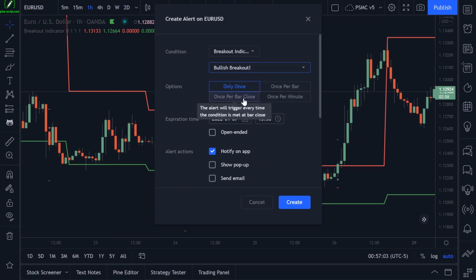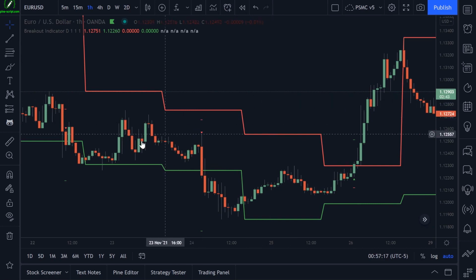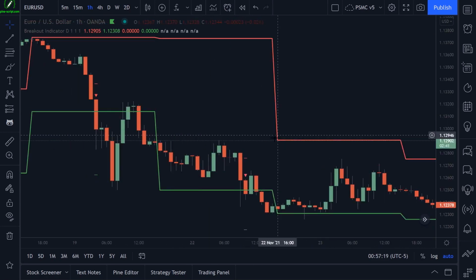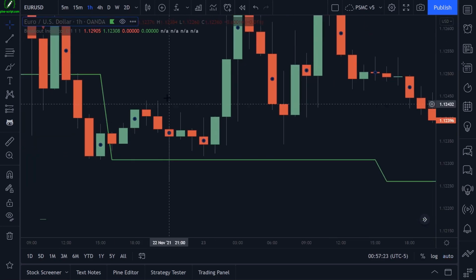So if you set it to once per bar close, then you will only be notified when the breakout is confirmed. If you set it to once per bar, then you'll get an alert even when the signal isn't confirmed. So here, for example, we had a fake breakout. Price broke the previous day's low, but failed to close here, and the bulls pushed it back up. So it was a false breakout. If you don't want to be notified about false breakouts, set the alert to once per bar close.